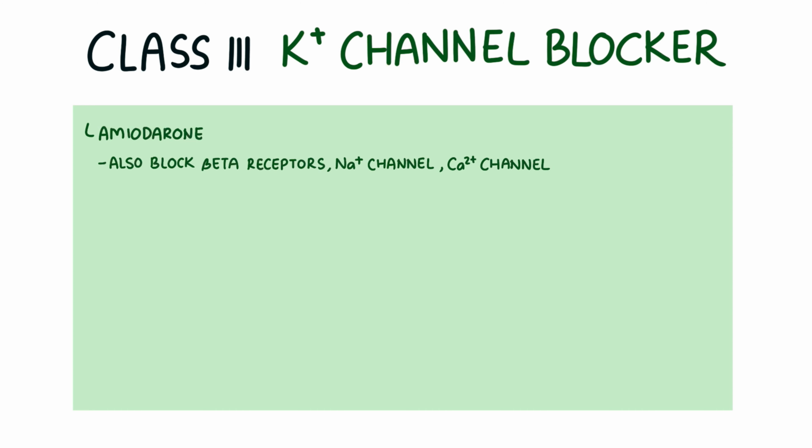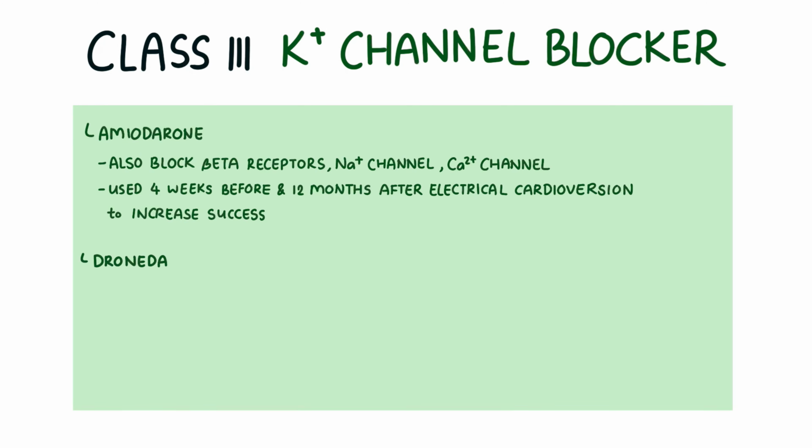Amiodarone is often used to maintain a normal heart rhythm after a procedure called electrical cardioversion, which is used to reset the heart's rhythm. For this purpose, it is typically used for a period of 4 weeks before and 12 months after the procedure to increase the chances of long-term success. Dronedarone was developed to be a safer alternative to amiodarone. It is a derivative of amiodarone, but without the iodine molecule. This change was meant to reduce some of the severe side effects associated with amiodarone. While it may be safer, studies show that dronedarone is less effective than amiodarone.